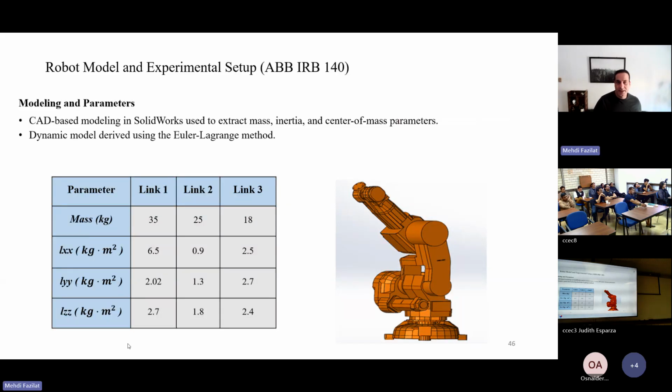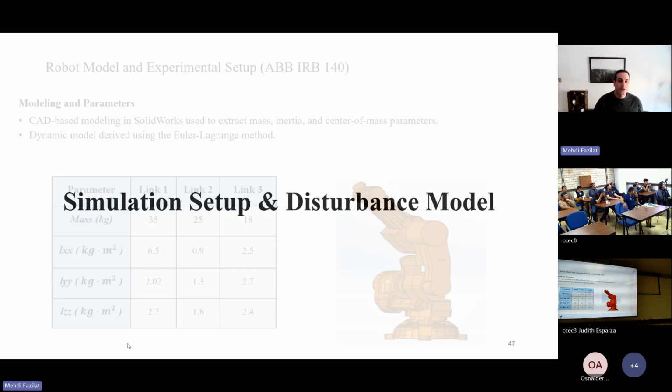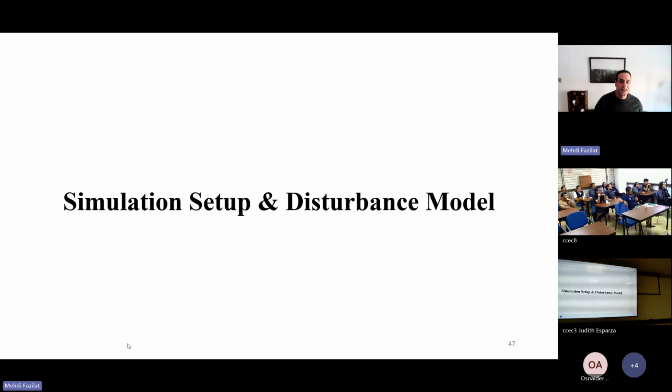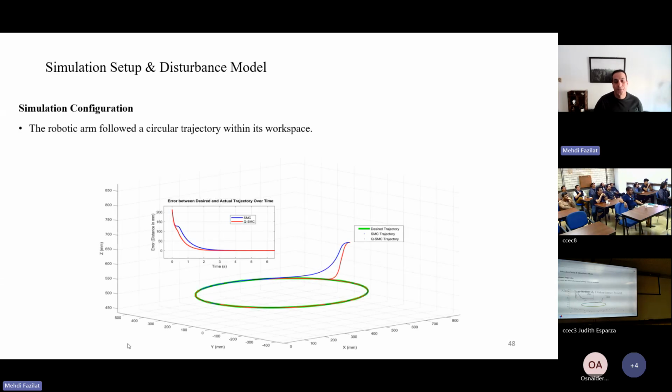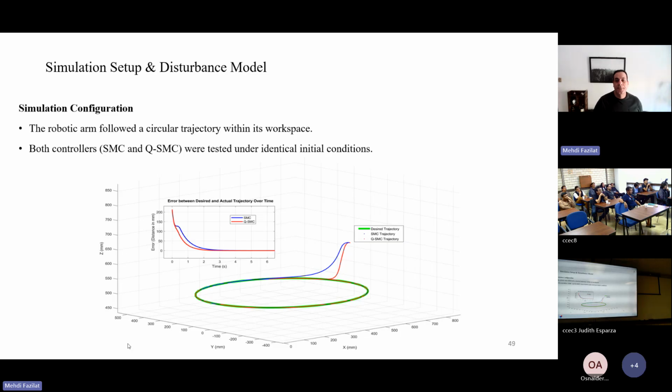These values that were extracted are used in the controller that we provided. And for the simulation setup, we execute the circular path for both controllers, with the same initial conditions, and the start point is the same. The tracking error is beginning.